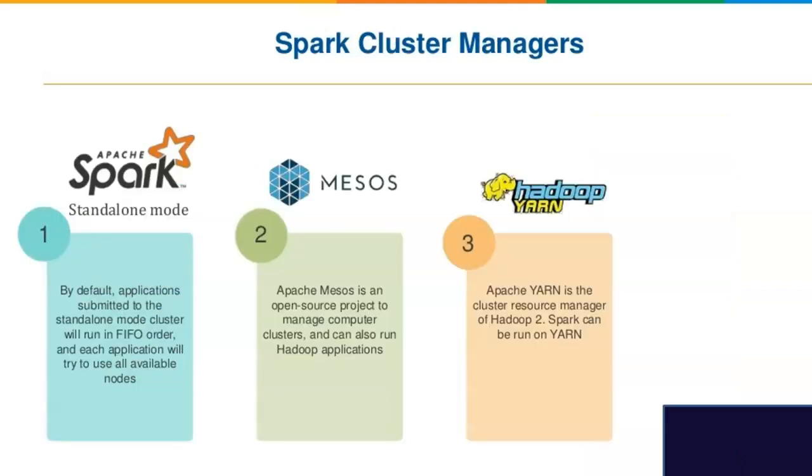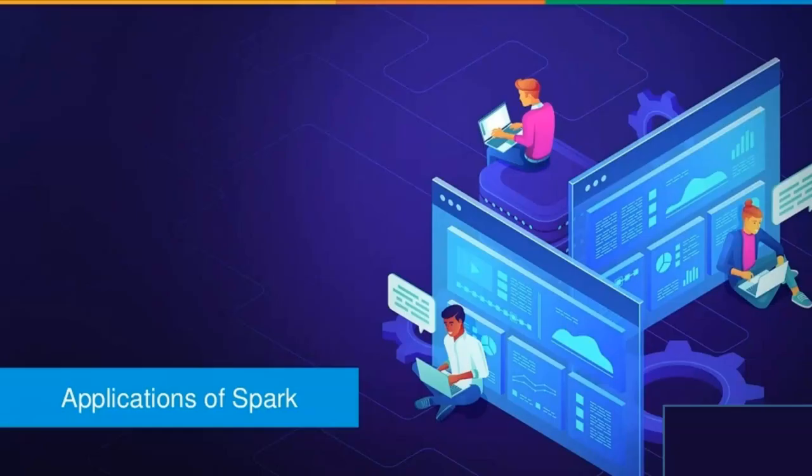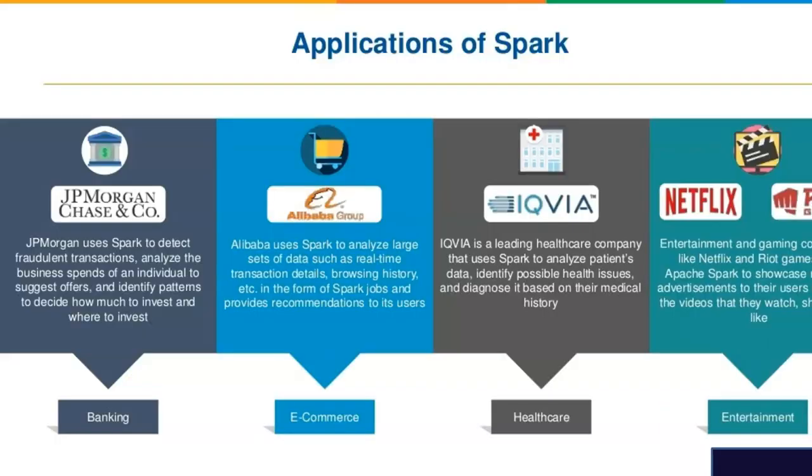Now, as I said, there are multiple cluster managers like standalone, Mesos, Hadoop YARN, and Kubernetes, and Spark has applications in multiple organizations. JP Morgan uses it to detect fraudulent transactions, Alibaba uses it to analyze large datasets of transaction details, IQVIA, a leading healthcare company, uses it to analyze patient data to detect health issues, and Netflix uses it for its recommendation system, and so on.